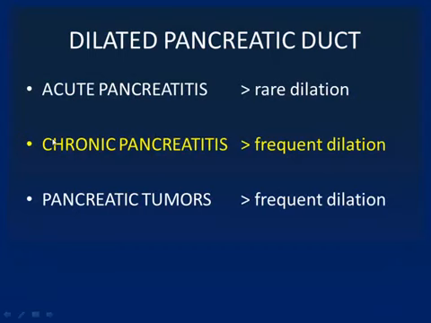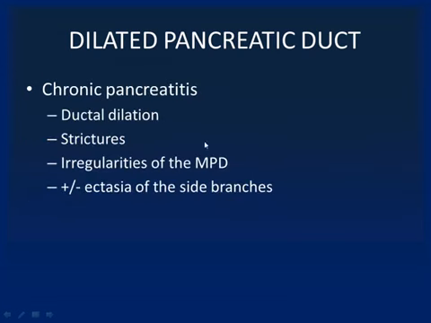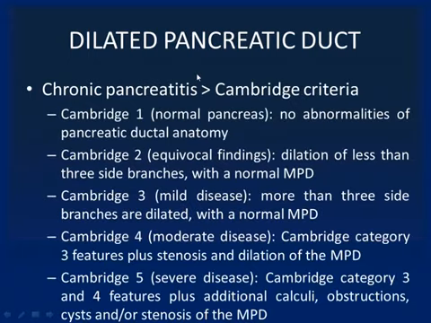Moving to chronic pancreatitis, in this disease we will see a frequent dilation of the main pancreatic duct associated with strictures, irregularities, and ectasia of the side branches. This is well known and is the basis of the Cambridge criteria.